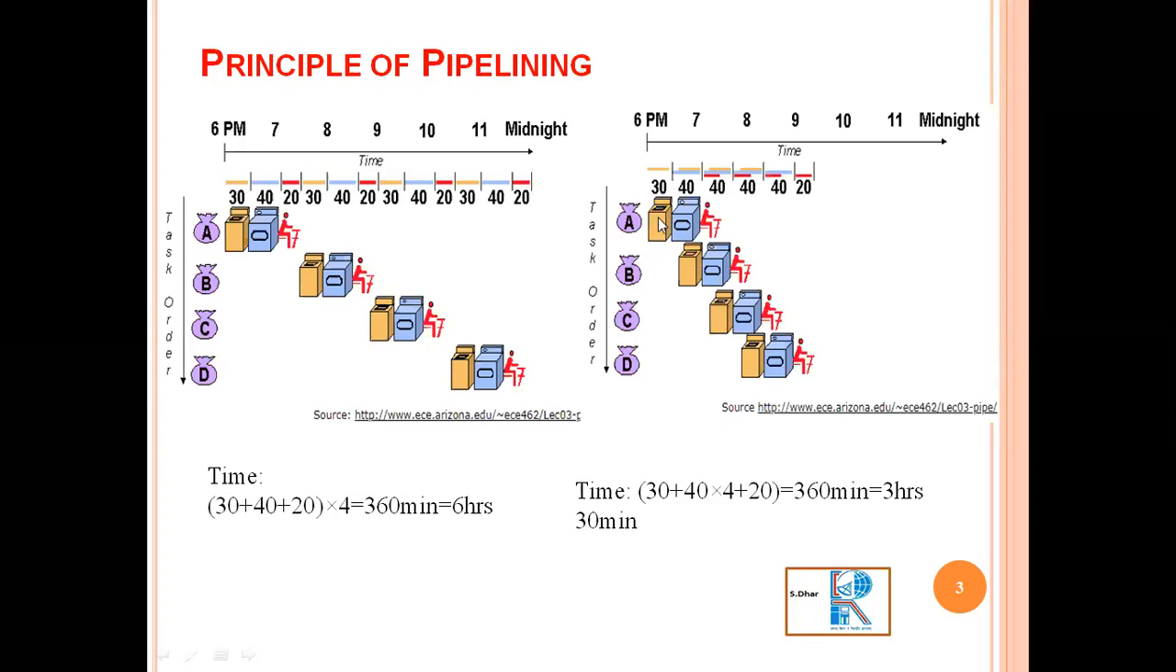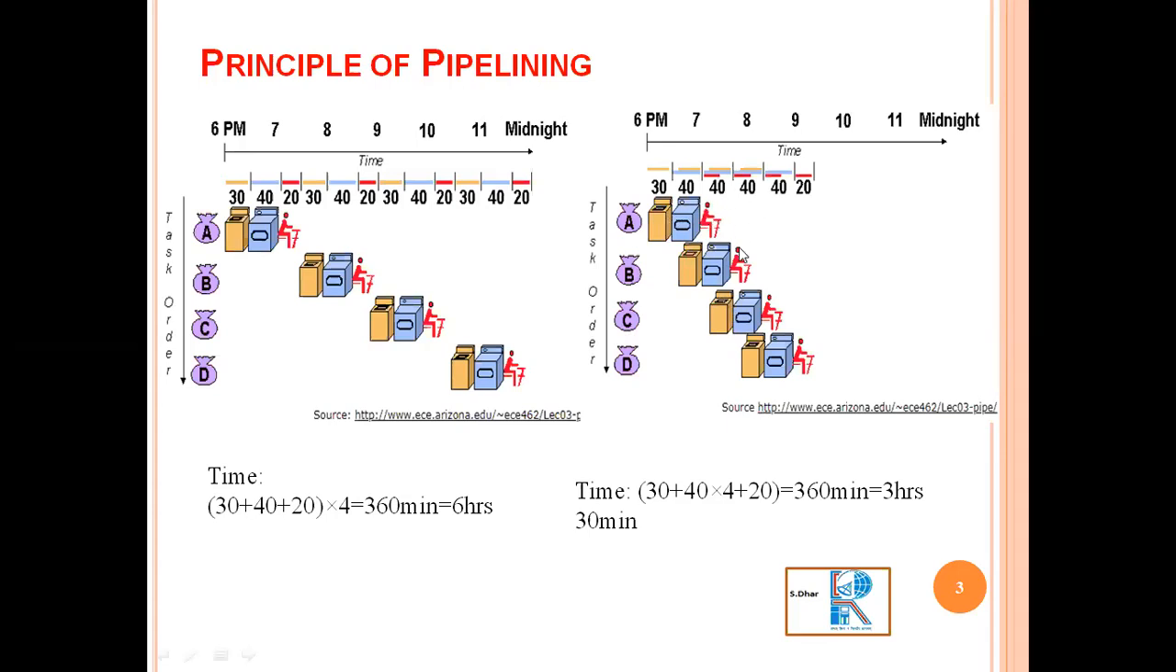And now the cloth will be taken from here to here. So the first stage is empty. In the next 40 minutes, A will be dried and B will be washed. Why? Because there is no cloth in this machine. And the next 40 minutes, A will be folded, B will be dried, and C will start its operation. That means C will be washed. Again, in the next 40 minutes, it will be complete here.